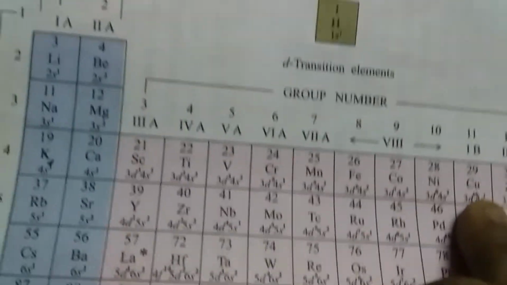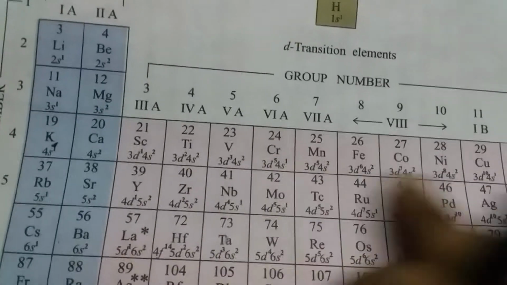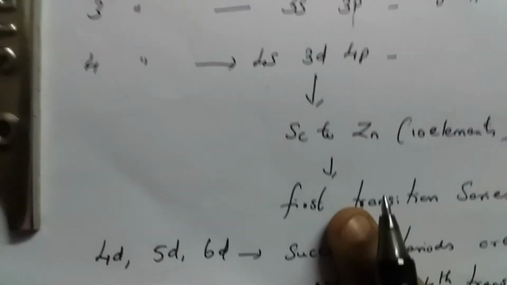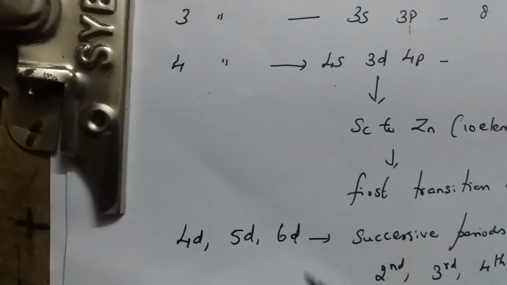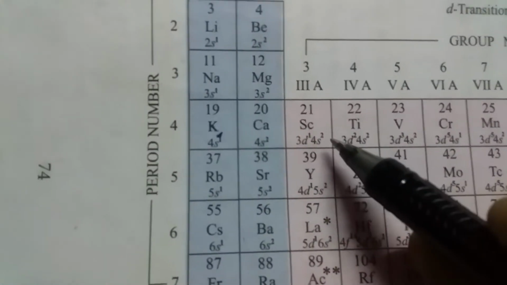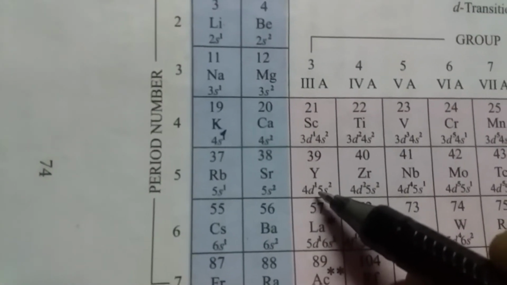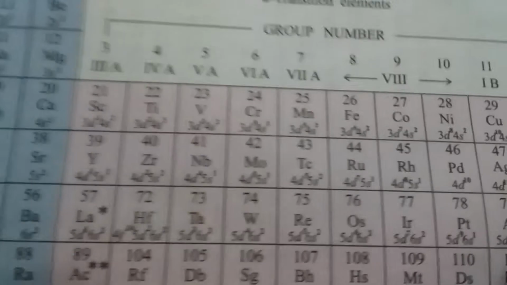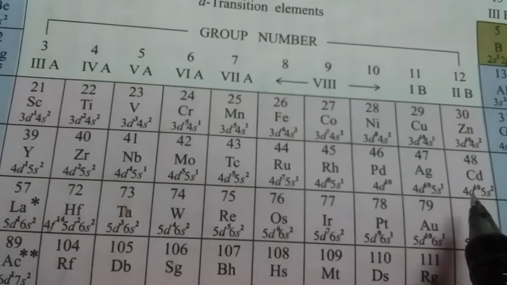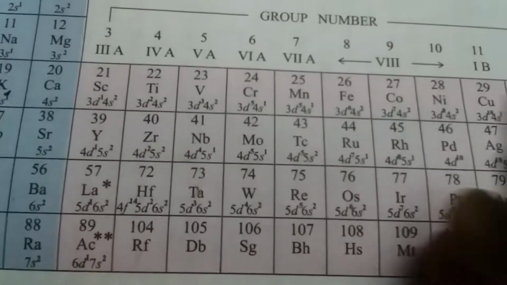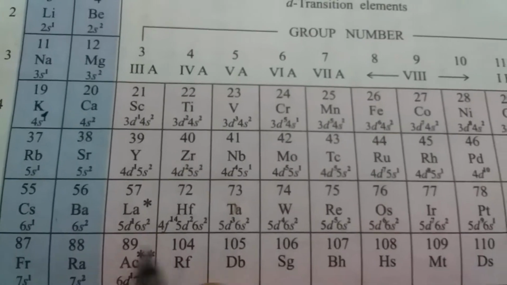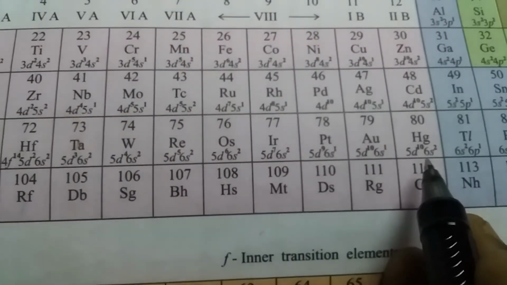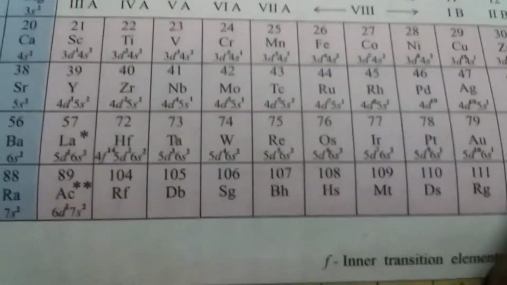These 10 elements, scandium to zinc, are called the first transition series. And then in the successive period, 4d is filled, yttrium to cadmium. Yttrium to cadmium, 4d is filled up. Therefore this is called the second transition series. Then lanthanides to mercury, 5d10, is the third transition series.